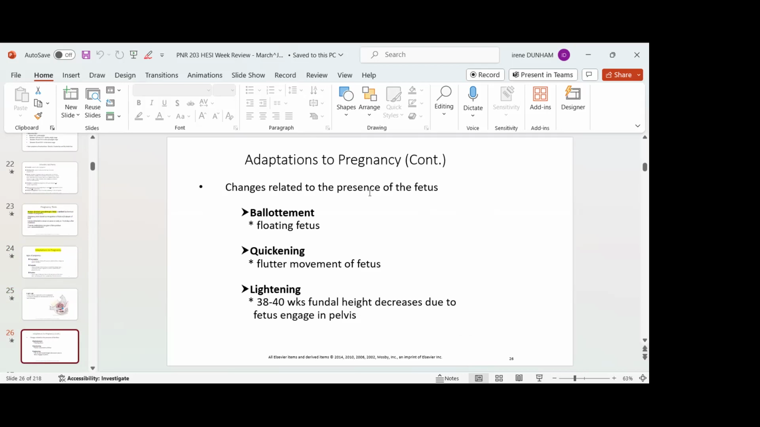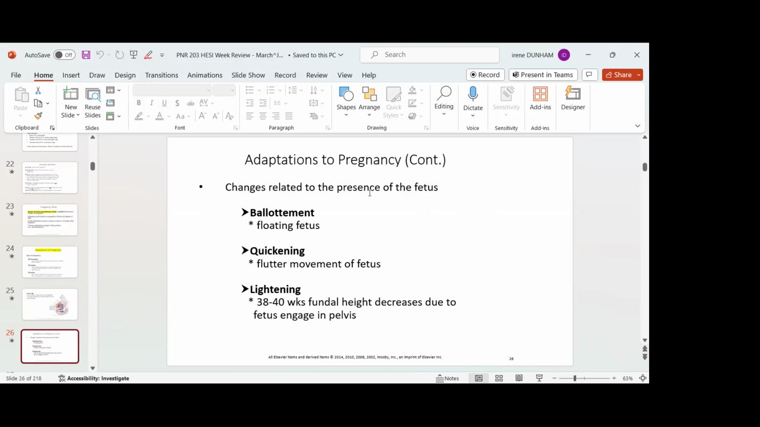So you have these terms. One is called ballottement. What is ballottement? Like a bouncing back on the finger. It's floating, isn't it? Yes, it's called ballottement. That little baby is floating there.